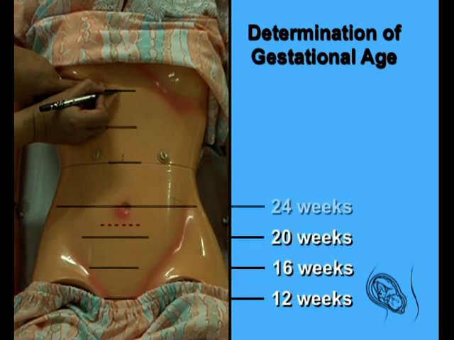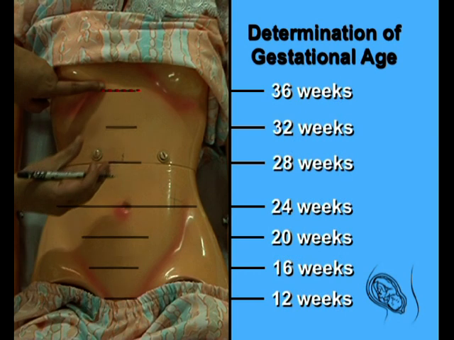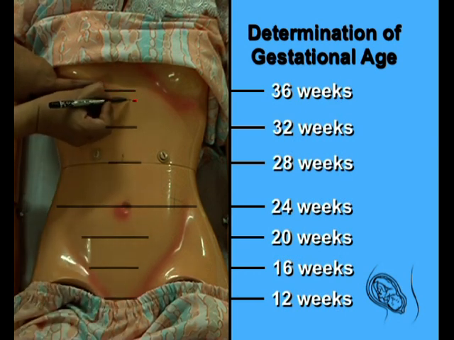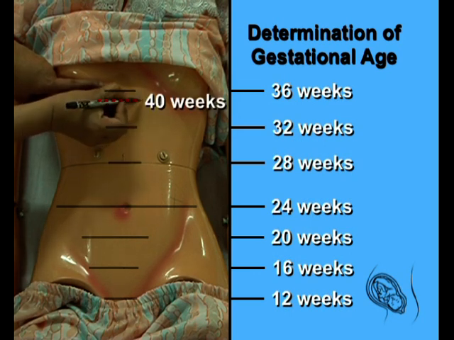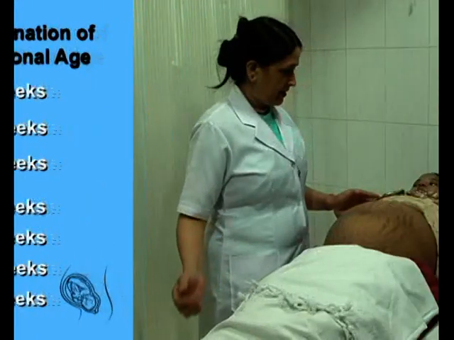As the pregnancy progresses, this will be higher and higher. After 36 weeks, the fetus descends a little into the pelvis, and this line shows 40 weeks. At 40 weeks, the fundus seems a little lower than at 36 weeks, but the difference is that, unlike earlier, the flanks are now full. This is how fundal height is measured.